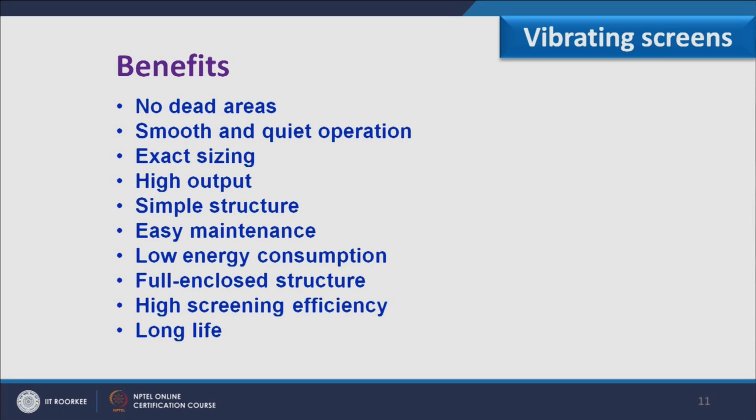As far as the benefits of vibrating screens are concerned, these are: it does not have dead areas, it has smooth and quiet operation, exact sizing, high output, simple structure, easy maintenance, low energy consumption, fully enclosed structure, high screening efficiency and long life. These are some of the benefits of the vibrating screen. Due to this, the utility of this type of screen is maximum in chemical industries.